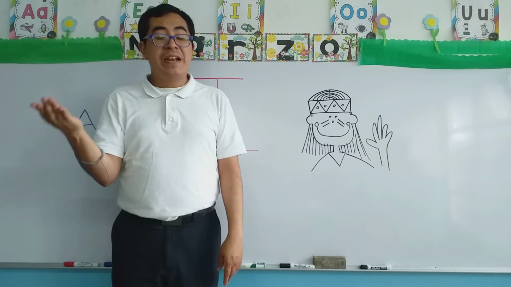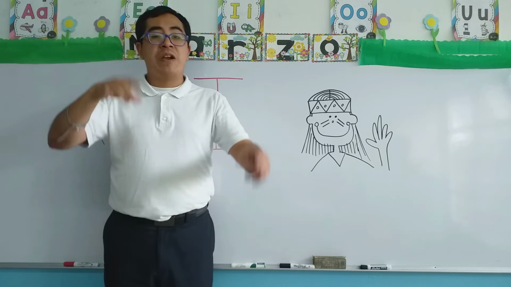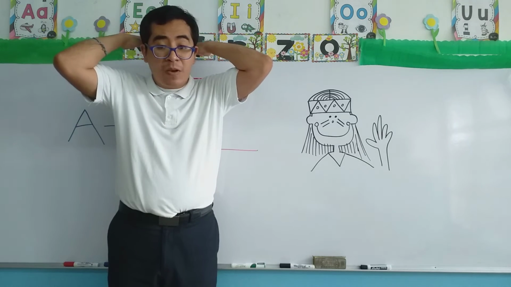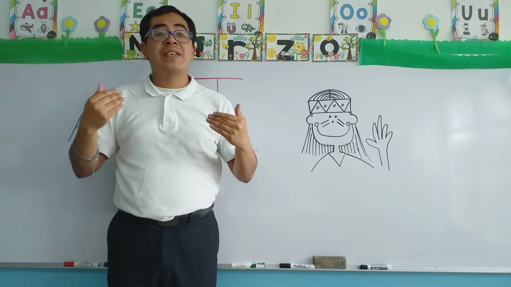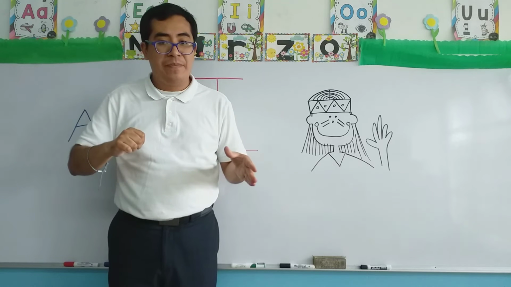Now the Indian is a person, it could be a boy or a girl, who wears a bandana around the forehead, okay? And is always dancing around a campfire.